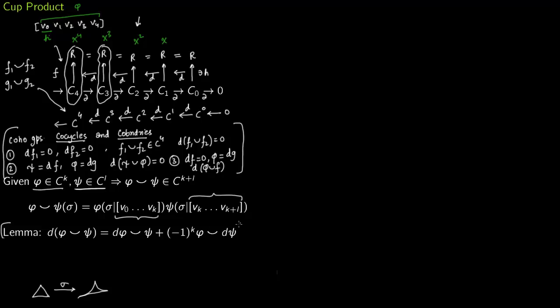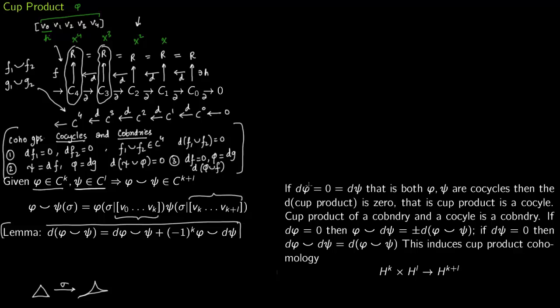Now this result answers all our prayers, all these three conditions. So let us see this. If both d of phi and d of psi are 0, that is, both these are co-cycles, then you can see this is 0 and this is 0. So you sum it up, it is 0. So the cup product itself is a co-cycle. So if you take d of this cup product, it becomes 0. So d of the cup product being 0 means that it is a co-cycle.